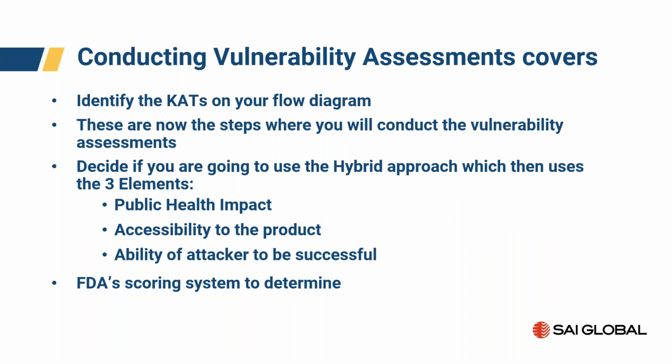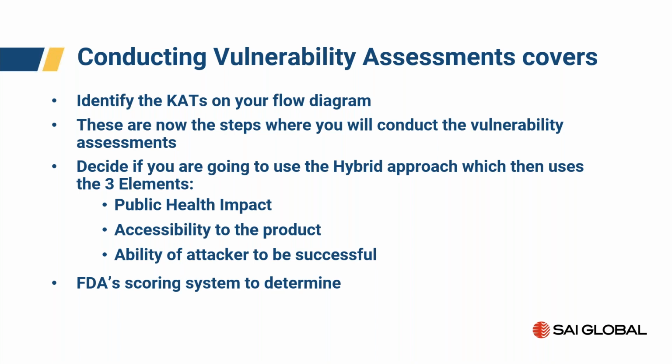So what is the FDA requiring you to do? They require you to have a flow diagram showing your process from receiving all the way through to shipping. And on that flow diagram, you have to show what are those key activity types. So bulk receiving, bulk storage, ingredient mixing, weighing out of minor ingredients, etc. Those are then the steps where you will conduct the vulnerability assessments.